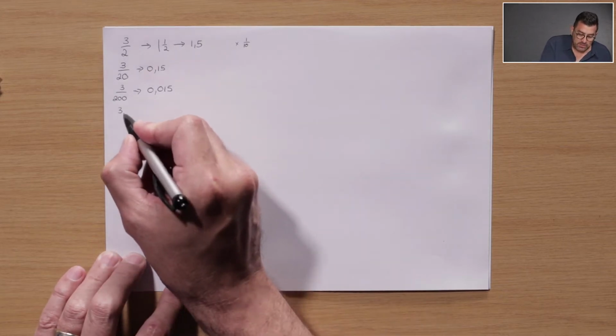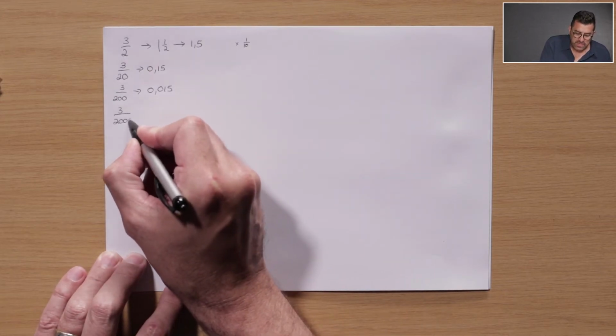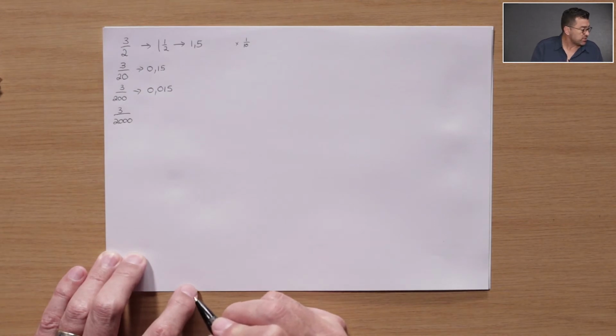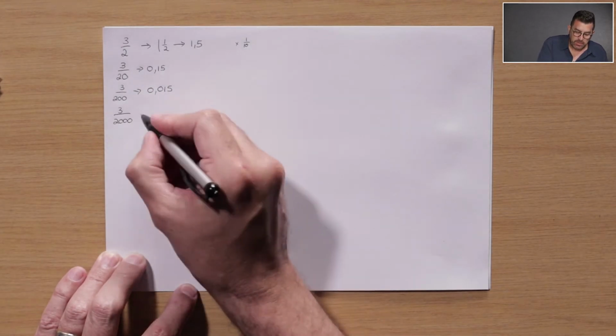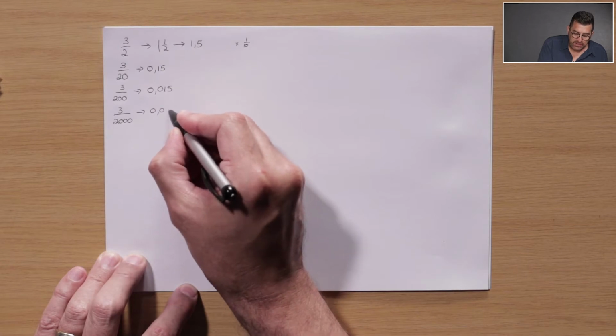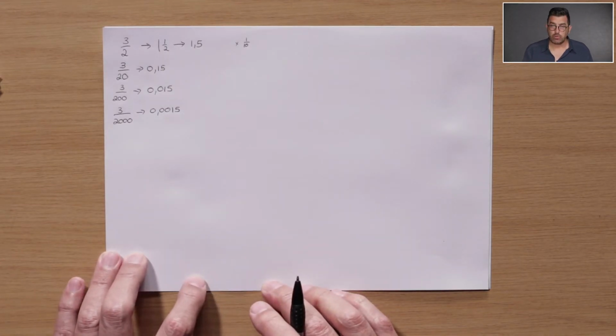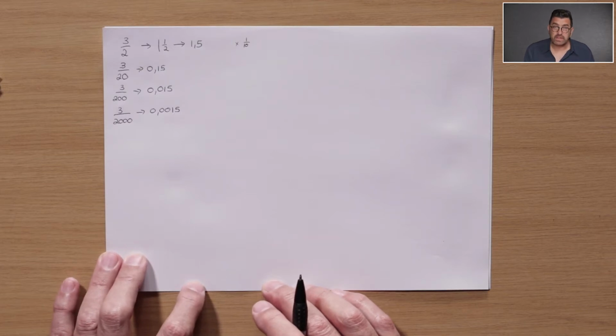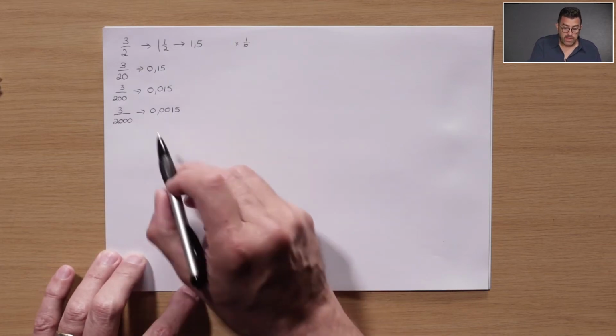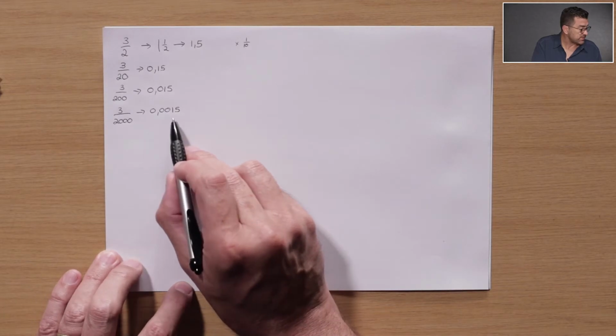If we increase it by another factor of 10, in other words, we have 3 over 2,000, this number decreases by a factor of 10. So there we go, we have 0.0015. That is very small. That's getting closer and closer to 0.